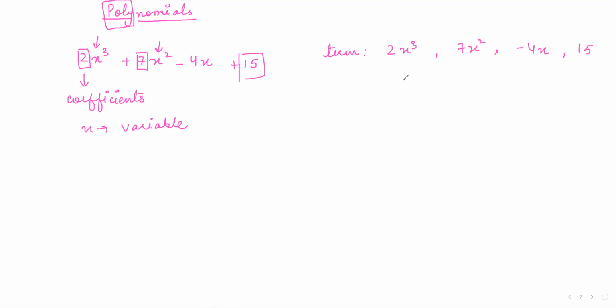So if I look at the first term, which is 2x cube, you can see the coefficient is 2. And what is the variable? Variable is x. So expressions like this are called polynomials, which have different terms.